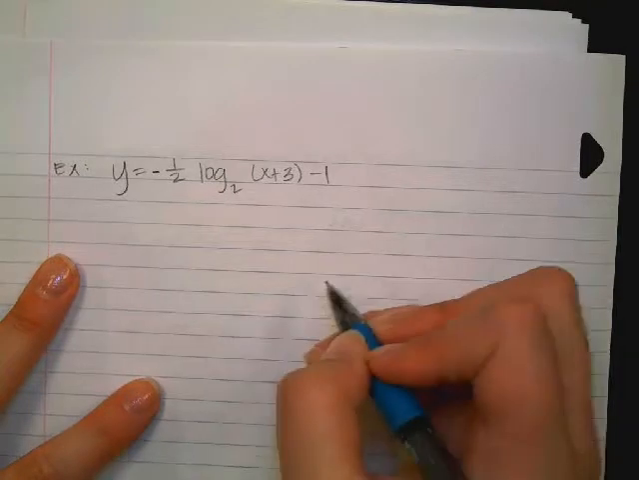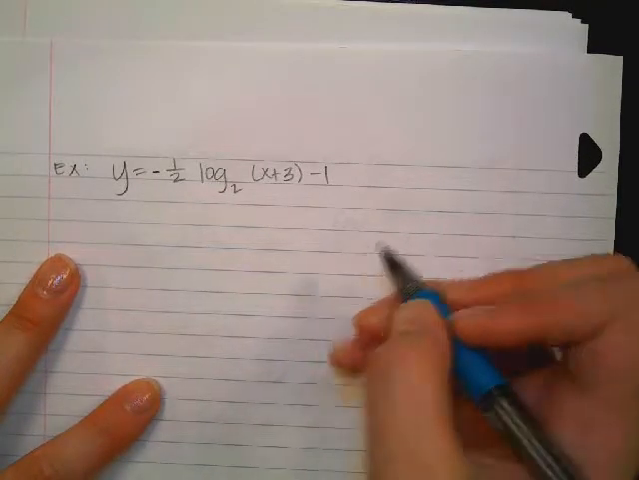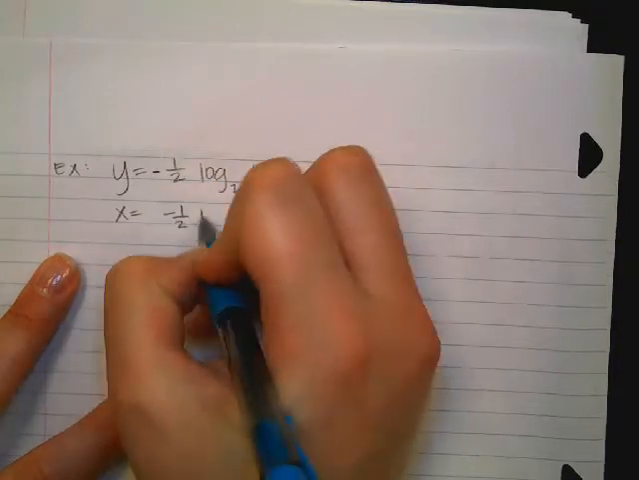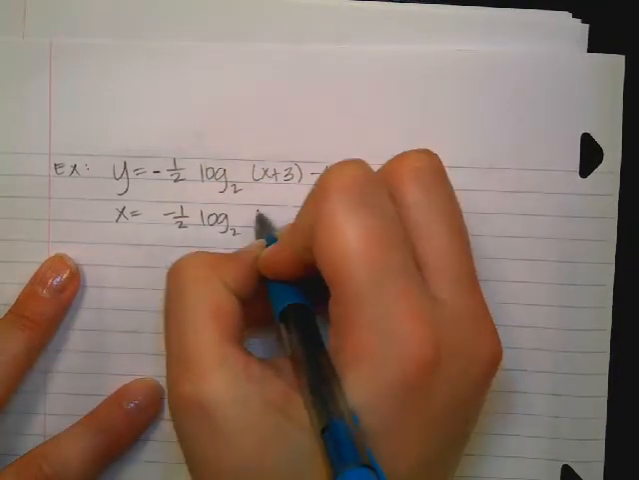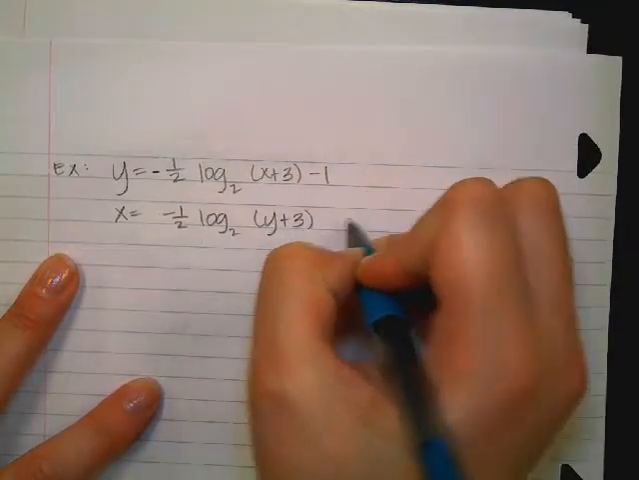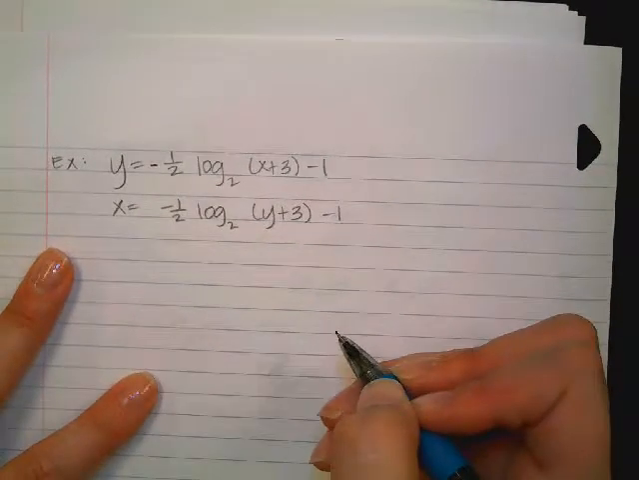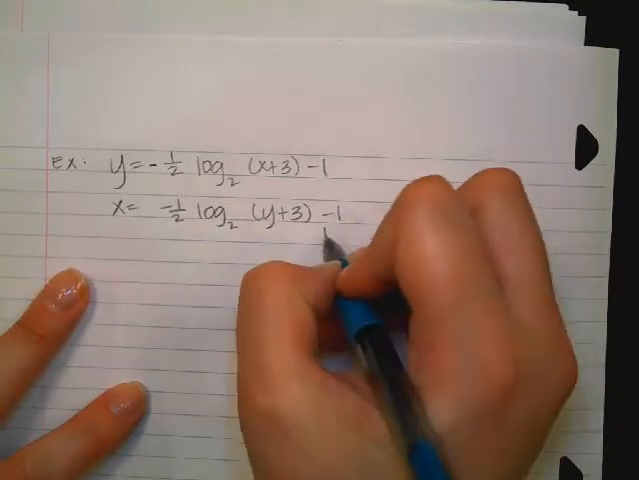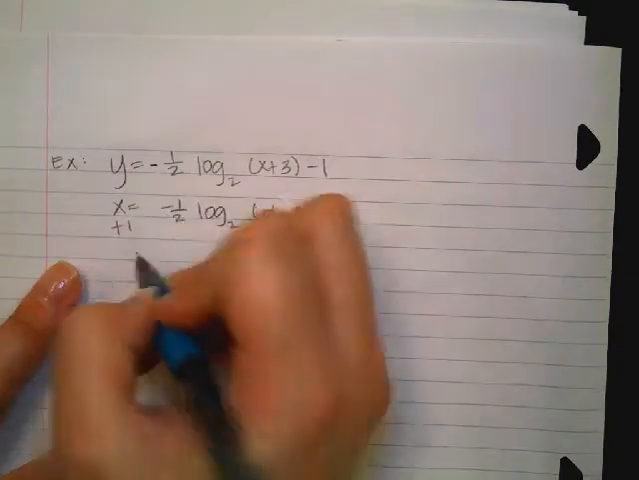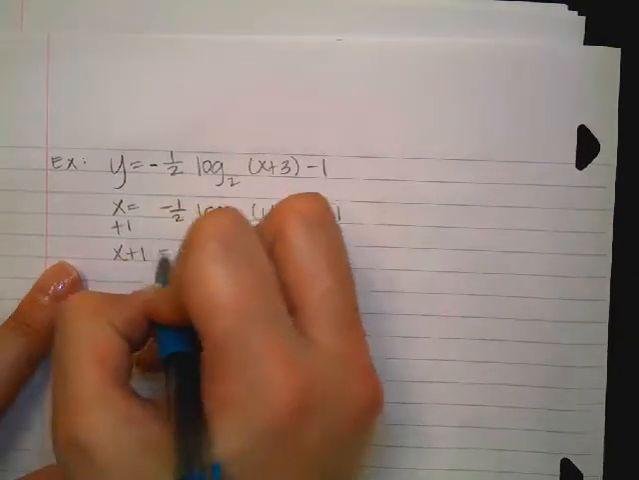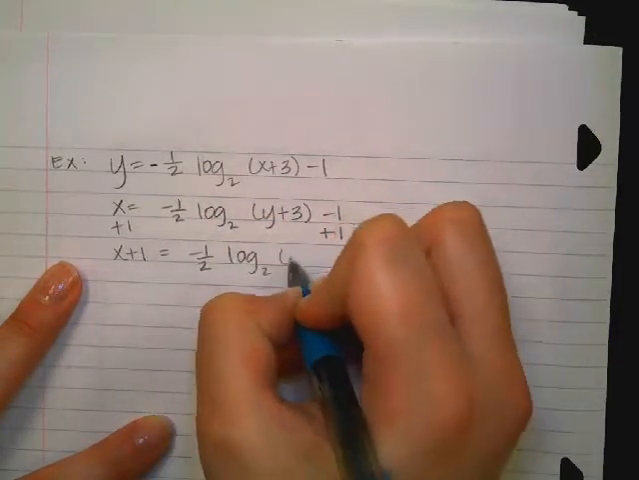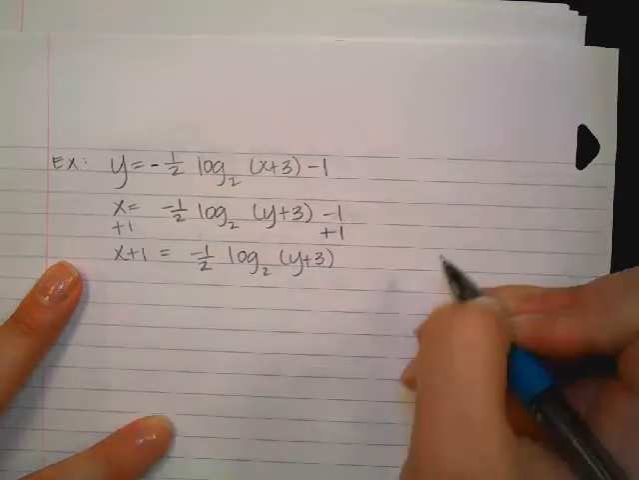So first thing I'm going to do when I find an inverse function is I need to trade the x and the y. And then next I'm going to see if there's a number that I could add or subtract to the other side, and I can add a 1. So I have x plus 1 equals -1/2 log base 2 of y plus 3.